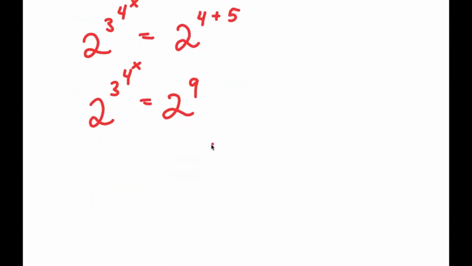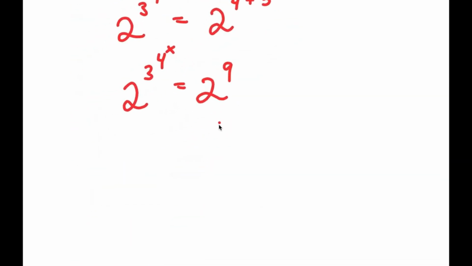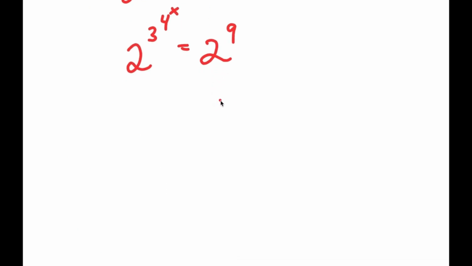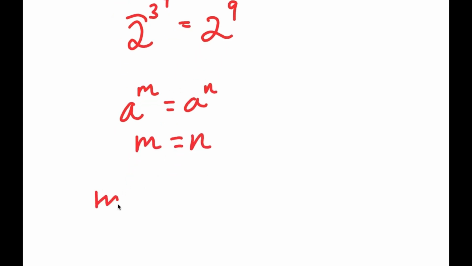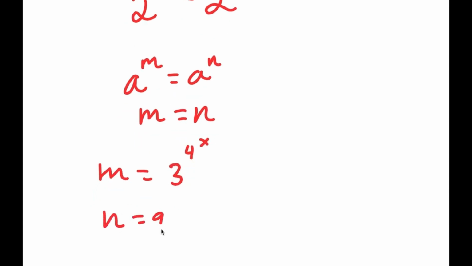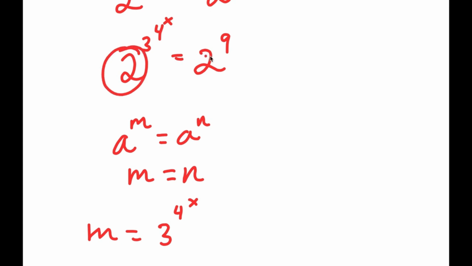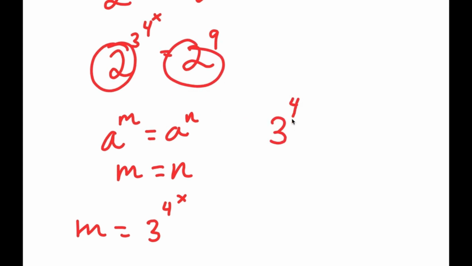So now going back here, we have 2 to the power of 3 to the power of 4 to the power of x is equal to 2 to the power of 9. And now, if I have something in the form a to the power of m is equal to a to the power of n, this means that m is equal to n. So in this case, we can say that m is equal to 3 to the power of 4 to the power of x, and n is equal to 9. So because these two bases are the same, this means that 3 to the power of 4 to the power of x is equal to 9.